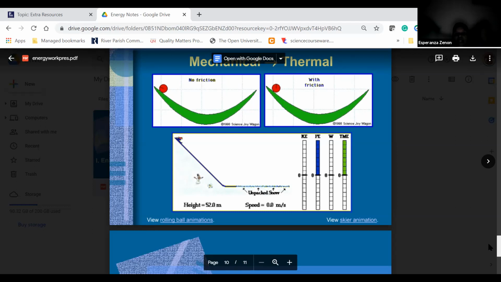If you take that snow and pack it so that it's slick like ice, you're going to have less friction. And so the skier is not going to slow down as much when they get to the bottom of the slope, meaning they will not lose all of their velocity in that particular scenario.